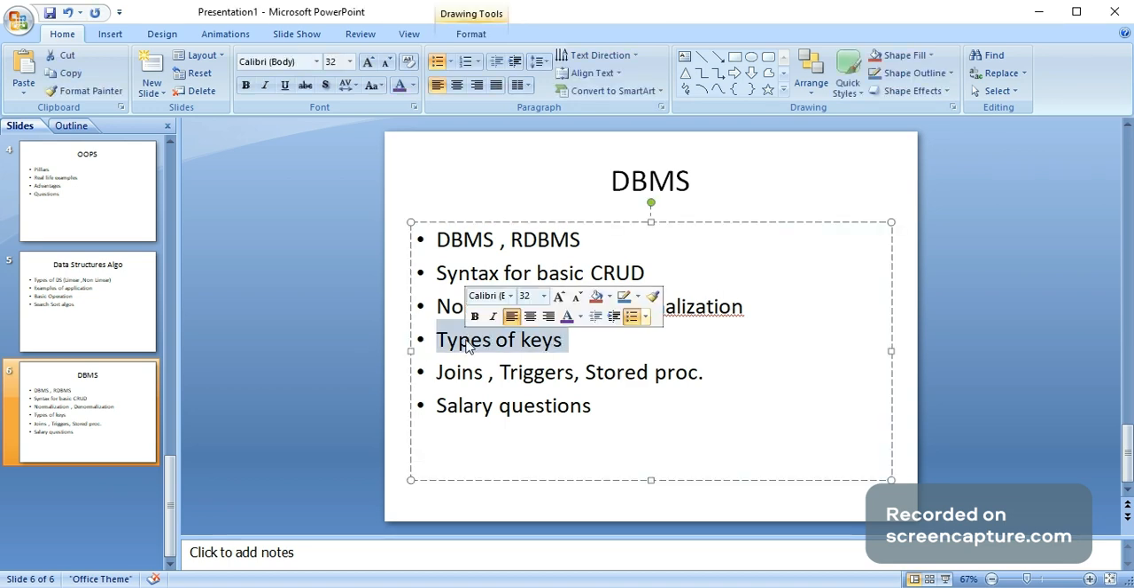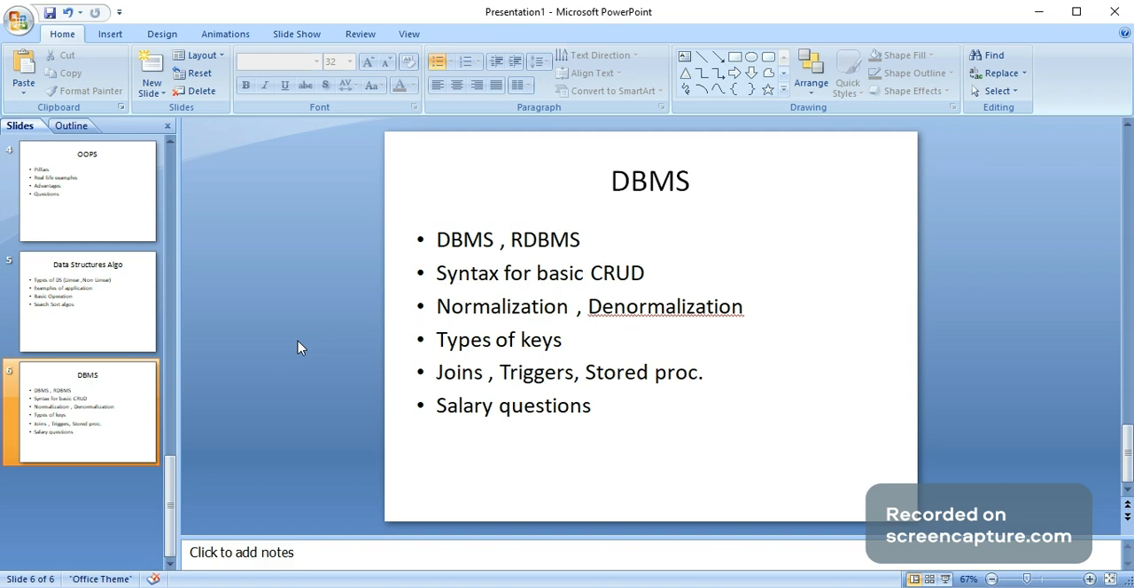Then the types of keys. Now there are different types of keys: super key, primary key, candidate key. So please at least learn the definition of each and every one of them.